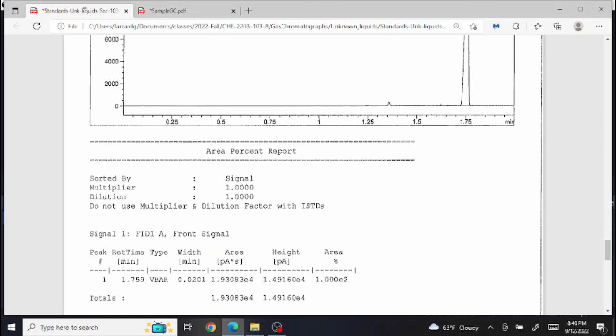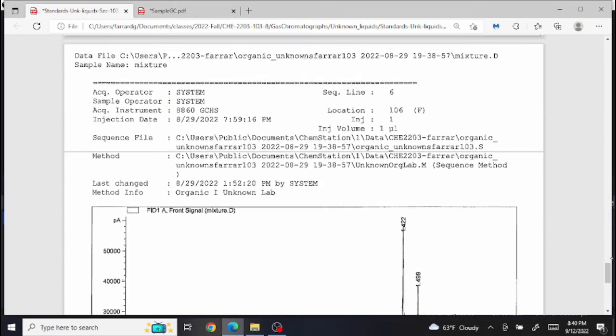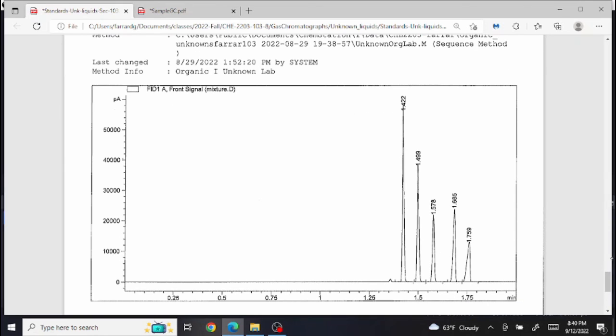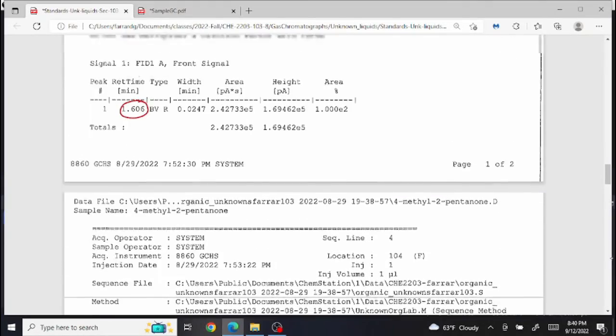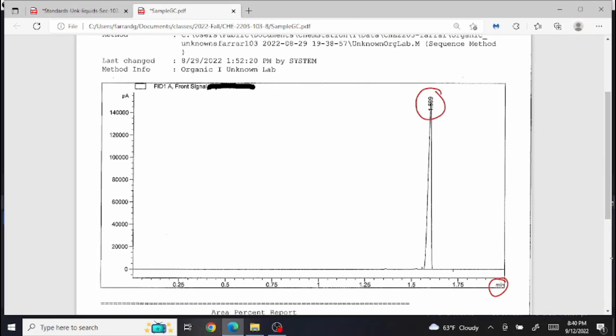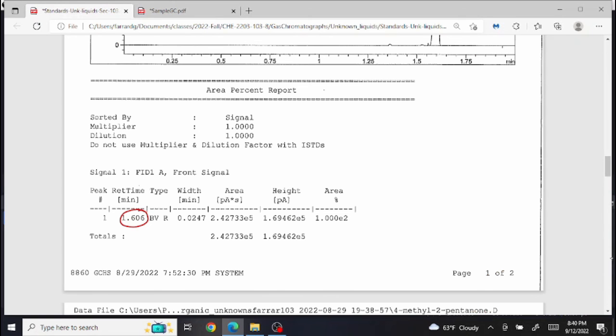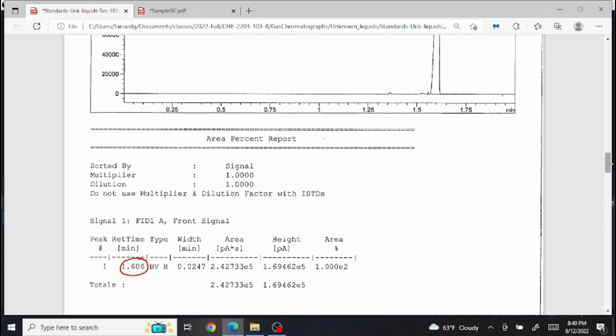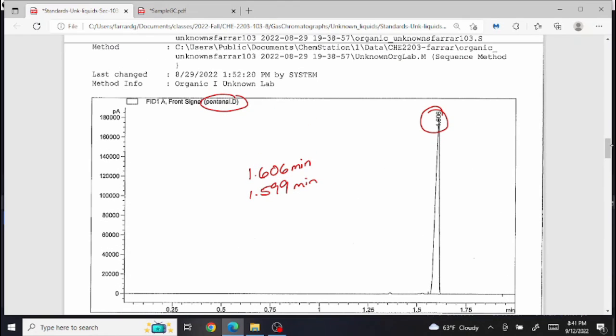and 1.76 minutes, we can see a chromatogram here of a mixture of all five, and we can see there that they are well separated. But this is how you identify an unknown using the gas chromatography. You look at the retention time from your chromatogram of your unknown, then you go to the standards and compare them and find the one that matches. And again, the match should be within a few thousandths of a minute or within less than a second, basically.